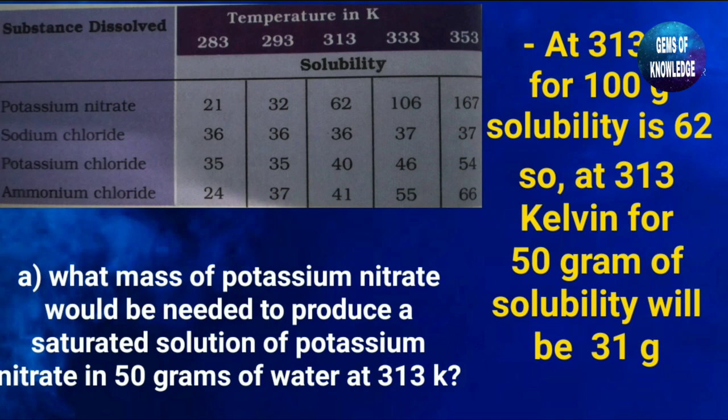So what will be the solubility? What we have to do here is we have to divide that 62 by 2. Okay, so 50 grams means it is exactly half of the 100, right? So what we have to do is 62 grams also we have to exactly divide by 2. So what we are going to get there? 62 when it is divided by 2 we are going to get 31.